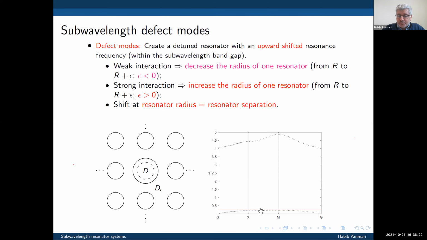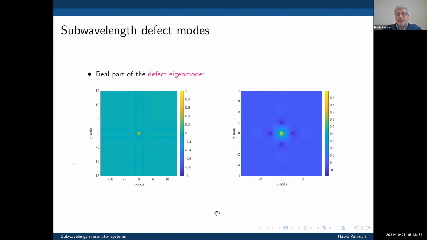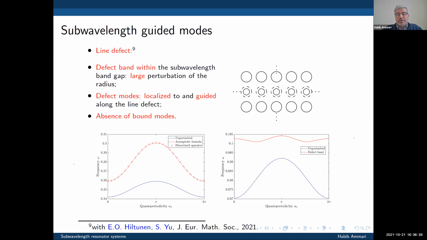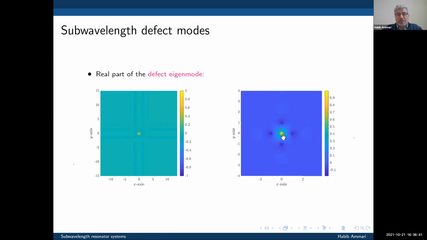Okay, so we can prove that there is a defect mode. It is a flat curve here inside the band gap, not well separated, but still away from the continuum spectrum. This is the numerics. As you can see, it's well trapped. This defect mode is well localized.